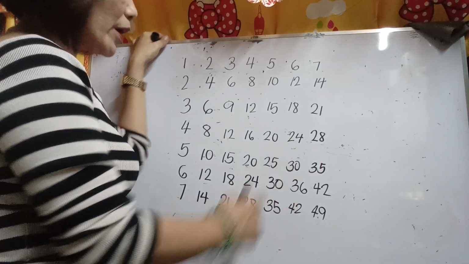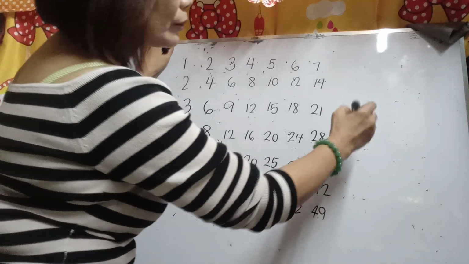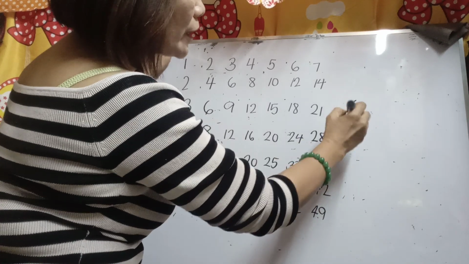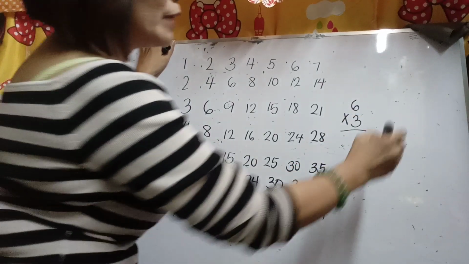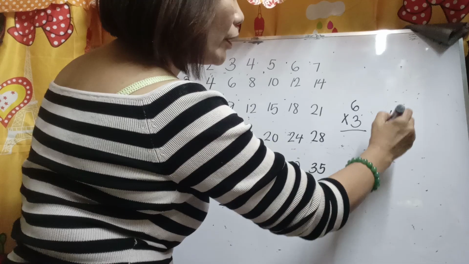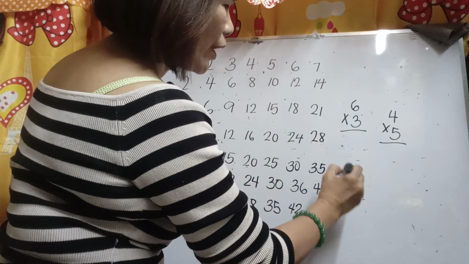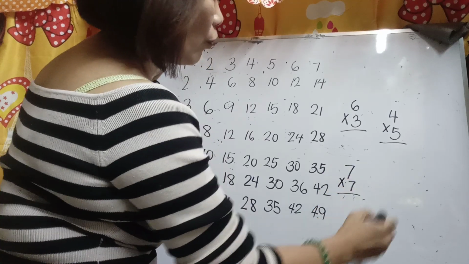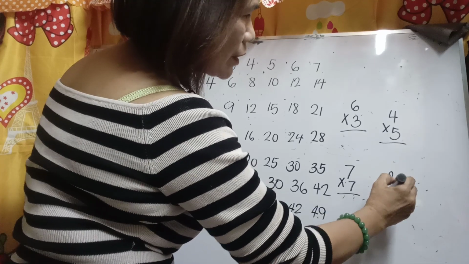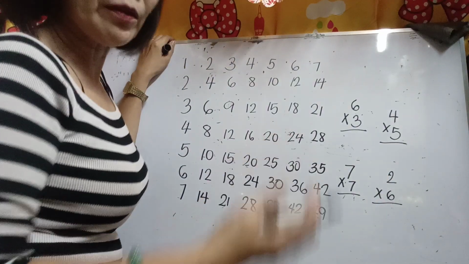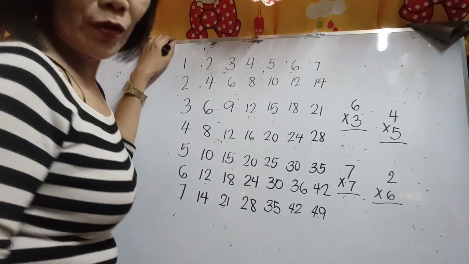Okay. So, from here, makikita ninyo ngayon, let's say, you were given the question. Meron doon, halimbawa, nakalagay ng 6 times 3. Or, let's say, halimbawa, meron kayo dyan nakalagay na 4 times 5. Or, another number would be 7 times 7. Or, let's make 2 times 6. Okay. So, for the beginners, for the grade 2 students, okay, ganito lang ang gagawin ninyo.